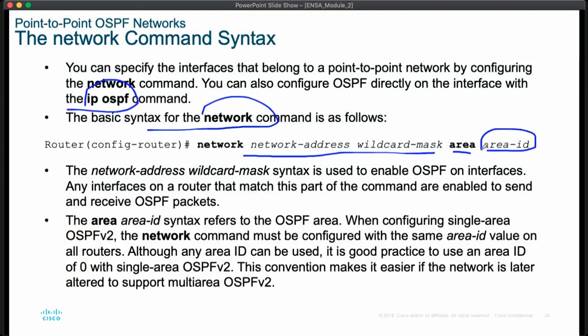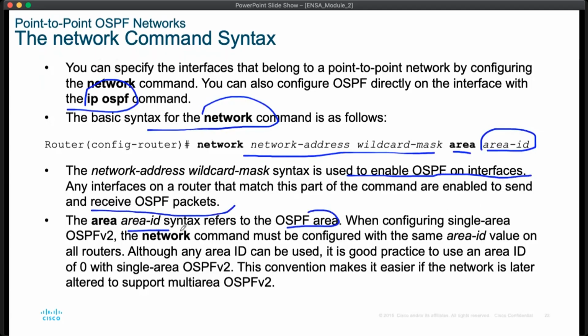So this is the syntax. The network address wildcard mask syntax is used to enable OSPF on interfaces. Any interfaces on the router that match this part of the command are enabled to send and receive OSPF packets. The area, which is the area ID syntax, refers to the OSPF area.